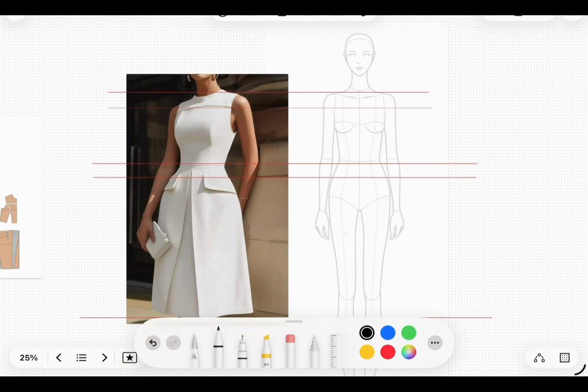Now to our guesstimation, yes, we rightly said that this is a very high neckline, and the yoke is actually very high, above the armpit area.